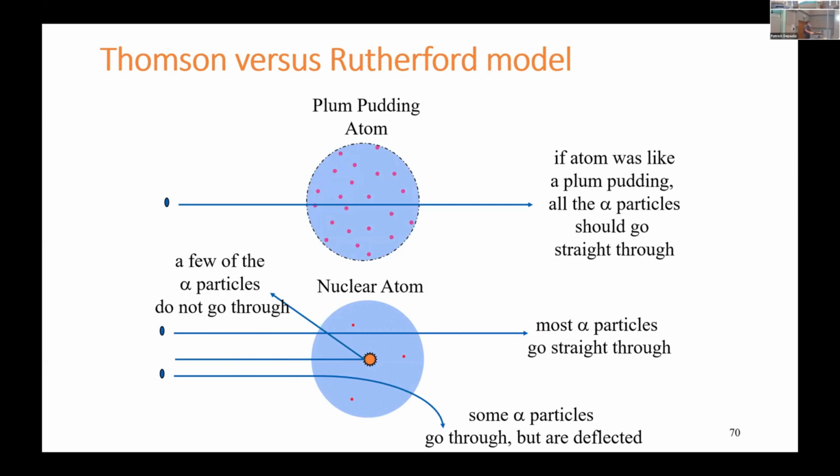Okay, so the plum pudding model, you would either expect them to all go straight through, or if it was solid, you expect them to all bounce back. There wouldn't be a differential. But in the nuclear model, most of them went through, and only a very, very small percent bounce back. And that's how Rutherford discovered the nucleus. He discovered the nucleus was positive, meaning the existence of protons.